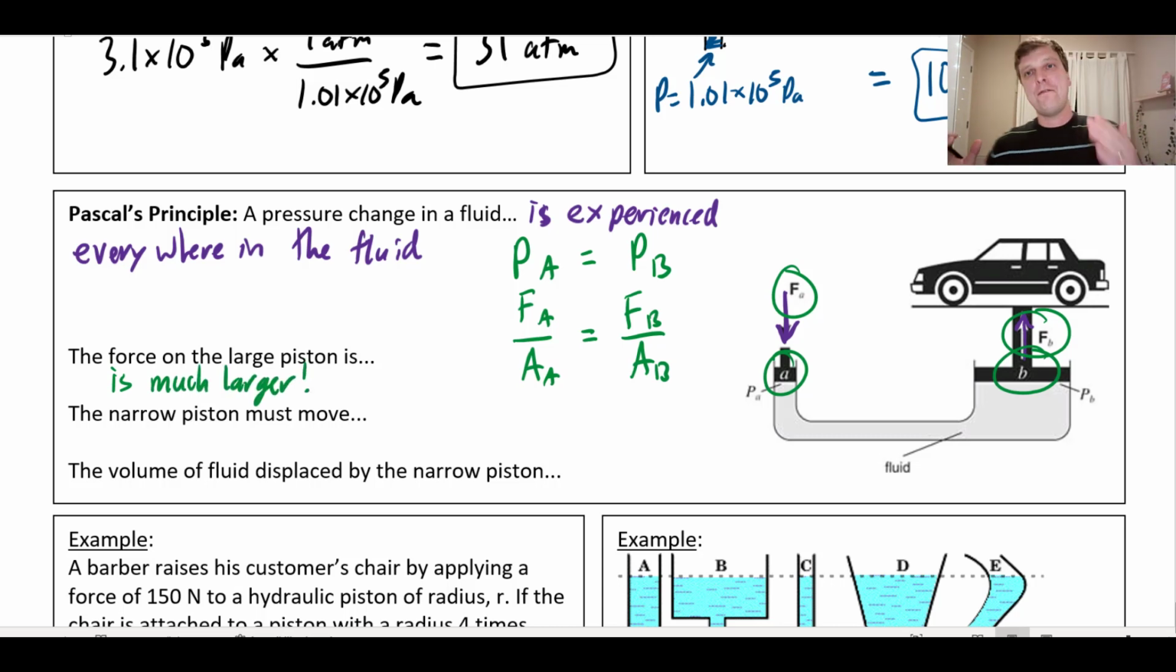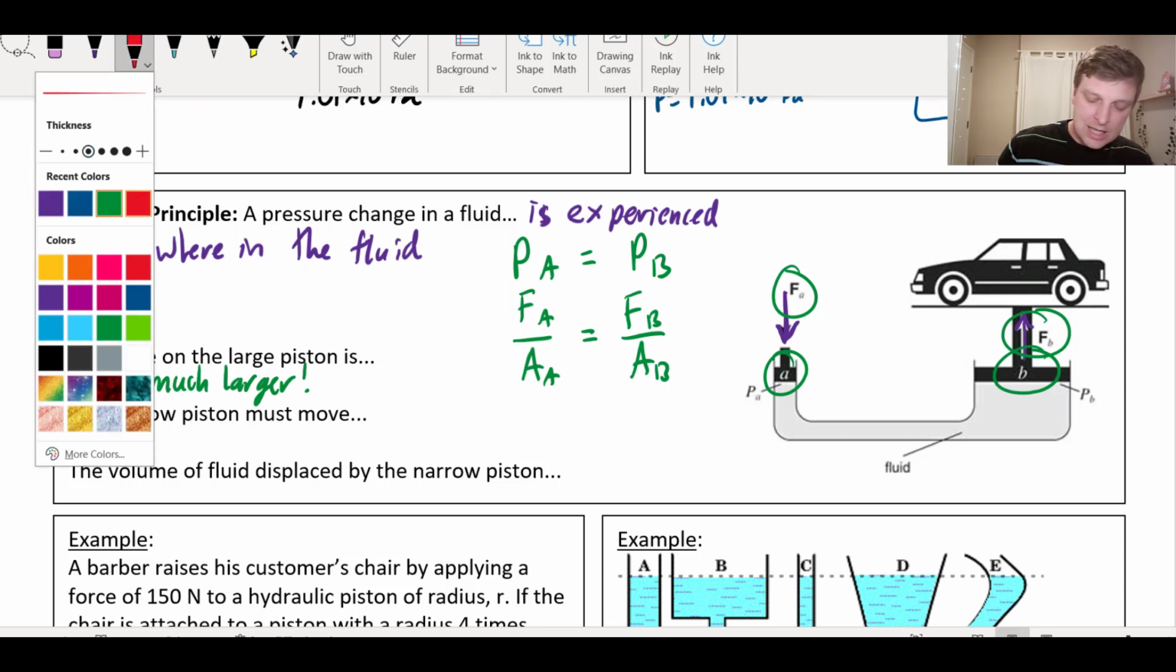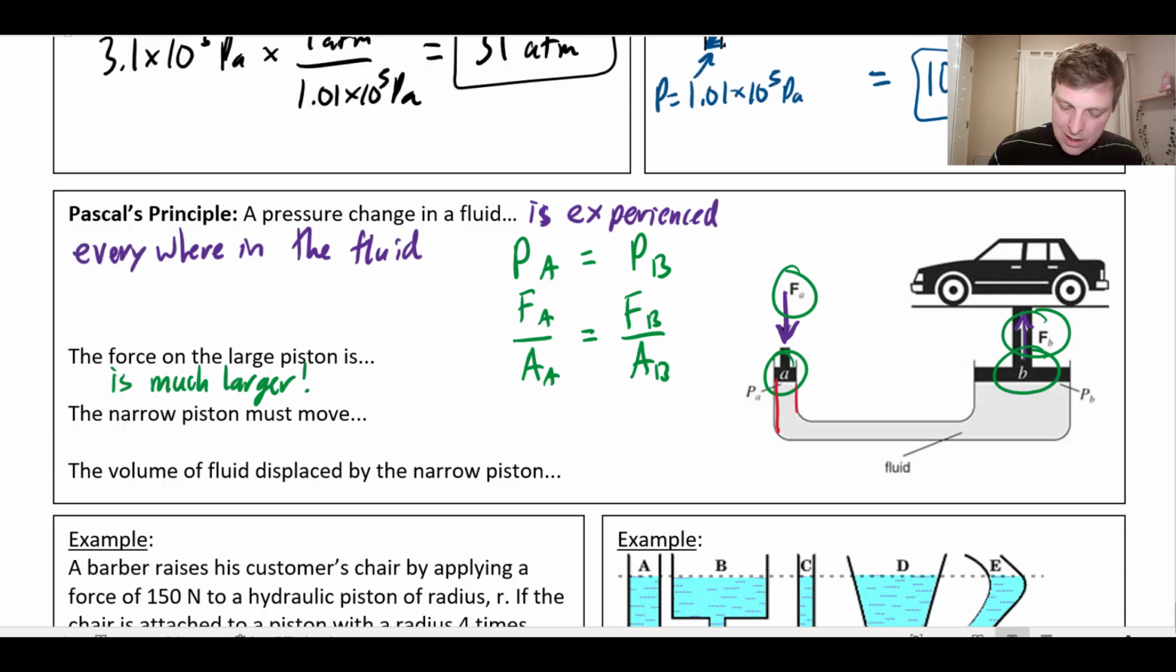And it's larger by a factor of the ratio of the areas. Now that's a little bit counterintuitive, but at first glance it seems to break conservation of energy. But what we recognize is, let's trace what happens with a little slug of water. A slug is like a little section of the fluid.